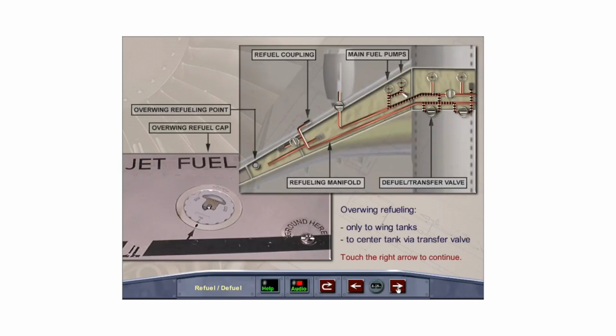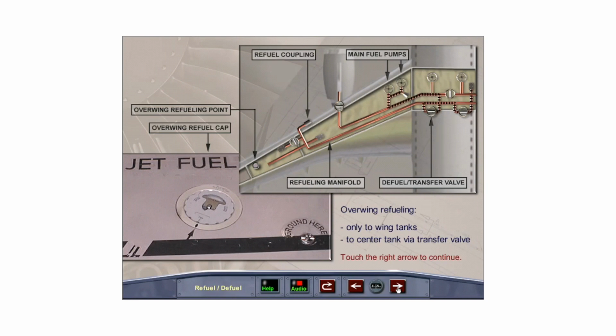It is also possible to refuel the aircraft via over-wing refuel caps when pressure refueling is not available. Over-wing refueling is only possible to the wing tanks. If fuel is required in the center tank, it is necessary to transfer fuel through the defuel transfer valve using wing tank fuel pumps. Defueling is also possible.